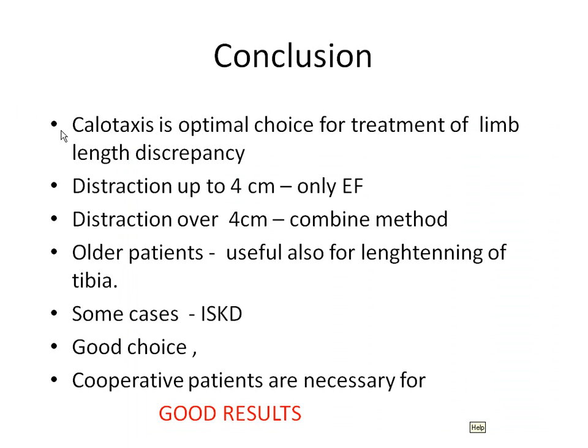So, the conclusion: Calotaxis is of course an optimal choice for treatment of limb length discrepancy. For distraction up to 4 centimeters, we used only external fixation. For distraction over 4 centimeters, we used a combined method. In older patients, that means patients over 25 years, we suppose it's useful also for lengthening of the tibia. In some cases, we used intramedullary skeletal fixation.